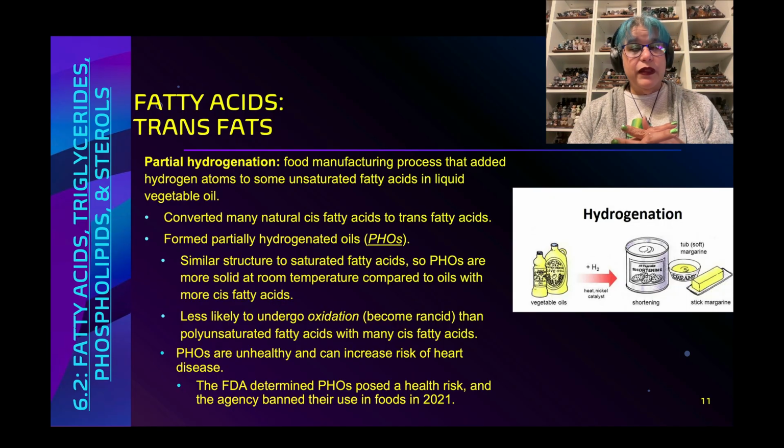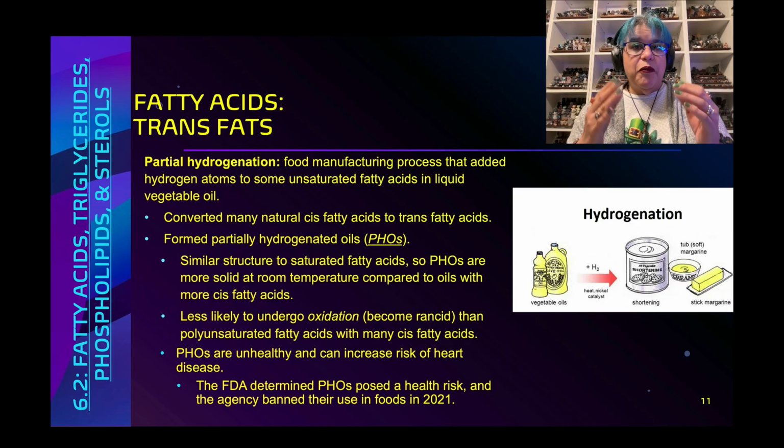But then the medical community started noticing this rise in cardiovascular disease. And it finally came about that they figured out that it was trans fats doing it. So when it came to light that the trans fats were actually causing more cardiovascular disease than normal, the FDA actually banned their use in 2021. Basically, any product that had added trans fats was not allowed to do that anymore.